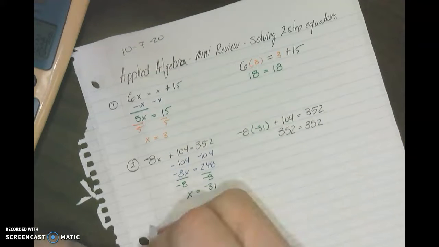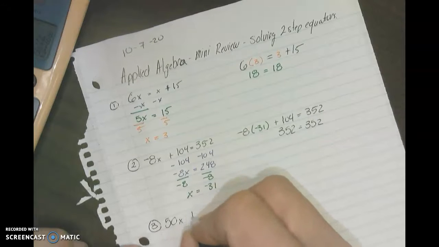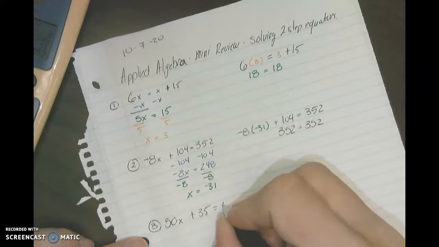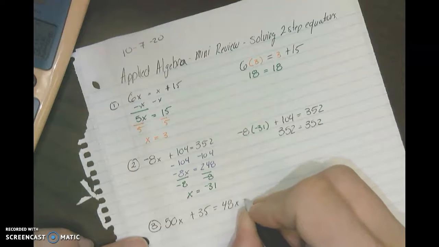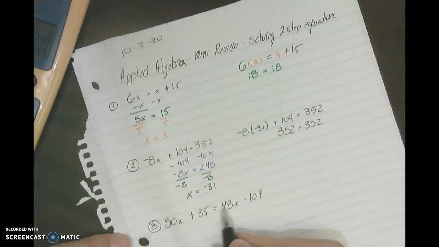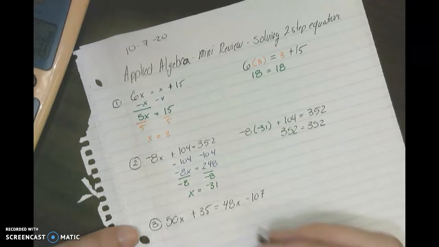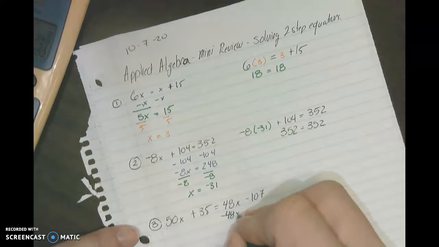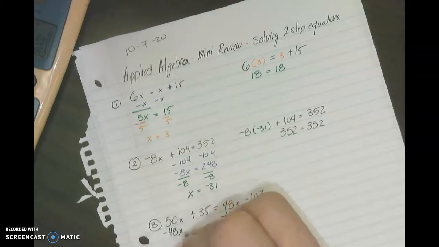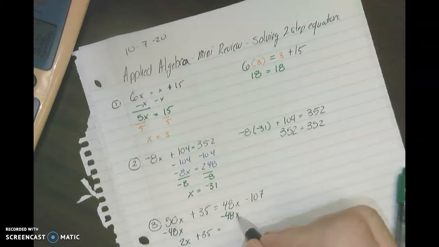All right. Number 3, we have 50x plus 35 is equal to 48x minus 107. All right. So this time I notice that there's an x on both sides and a number on both sides. So I just need to decide which side I want my x on. So I'm just going to bring my x over to here. So then that gives me 2x. And then I'm just going to bring down that number. And then 48x minus 48x is 0. So then I have negative 107.